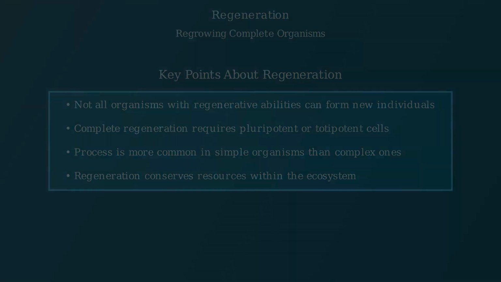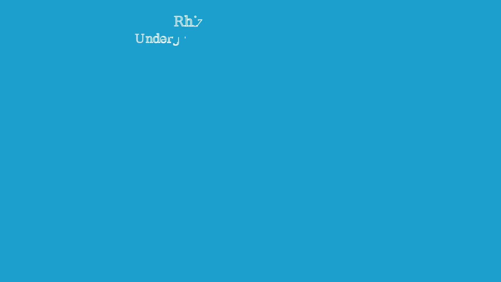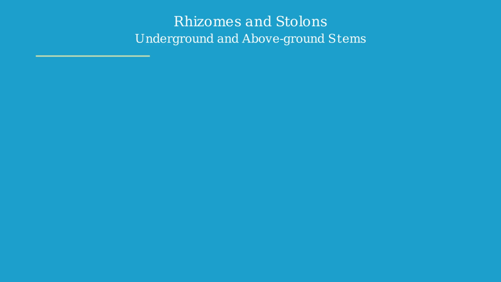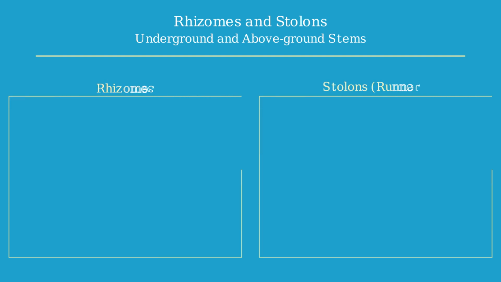Complete regeneration represents a powerful survival mechanism that allows certain species to reproduce asexually from even the smallest fragments. Plants have evolved various methods of vegetative reproduction, including specialized stems that grow horizontally. Rhizomes and stolons are two such structures that allow plants to spread asexually, creating new individuals that are genetically identical to the parent plant. Rhizomes are horizontal underground stems that grow beneath the soil surface.